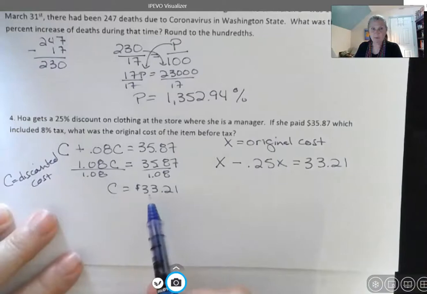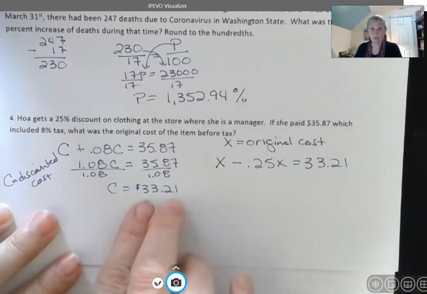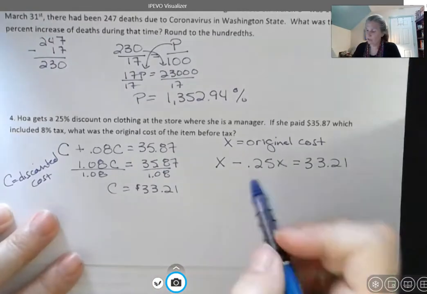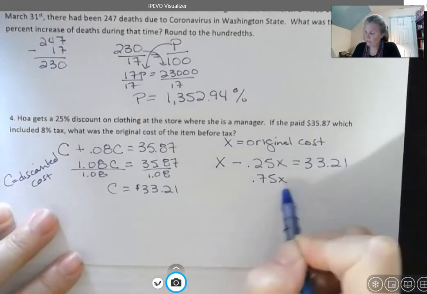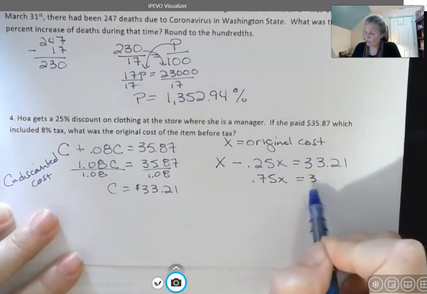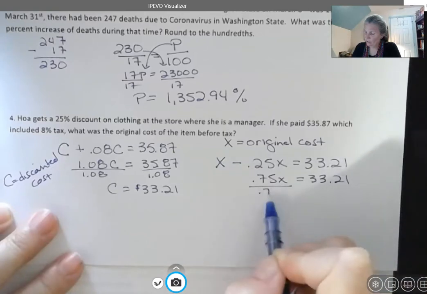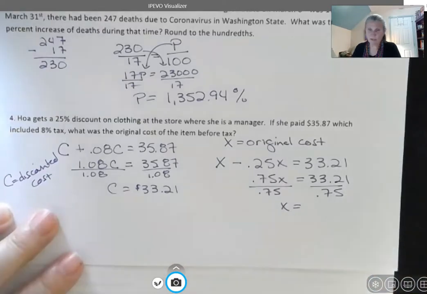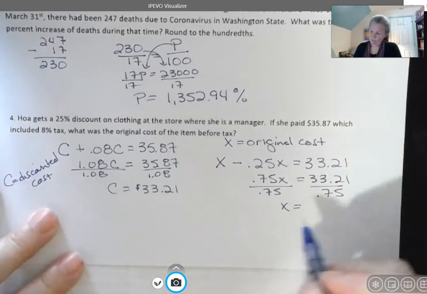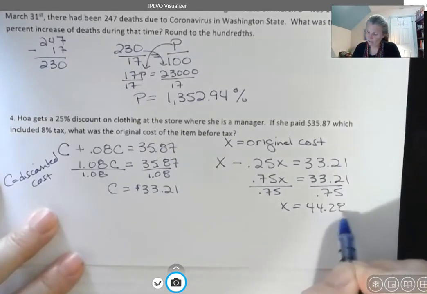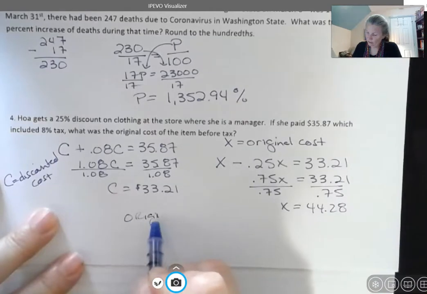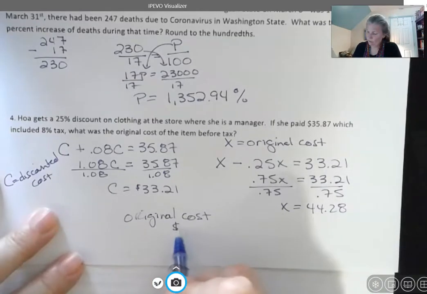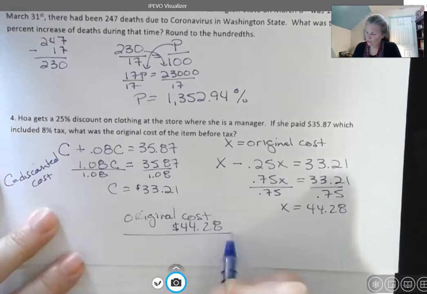So we first took the 8% off that she paid to find out what she paid for the dress before tax. And then we're trying to use that to find out what was the actual original cost of that dress. And so that's 0.75x. That's 1 minus 0.25, equals 33.21. And now we're dividing both sides by 0.75. And that gives me 44.28. So the original cost before her discount and before the tax is $44.28. That's what we're looking for.